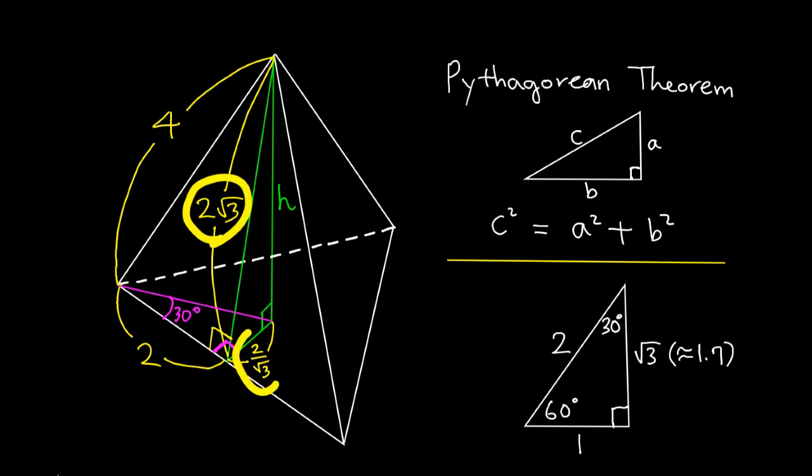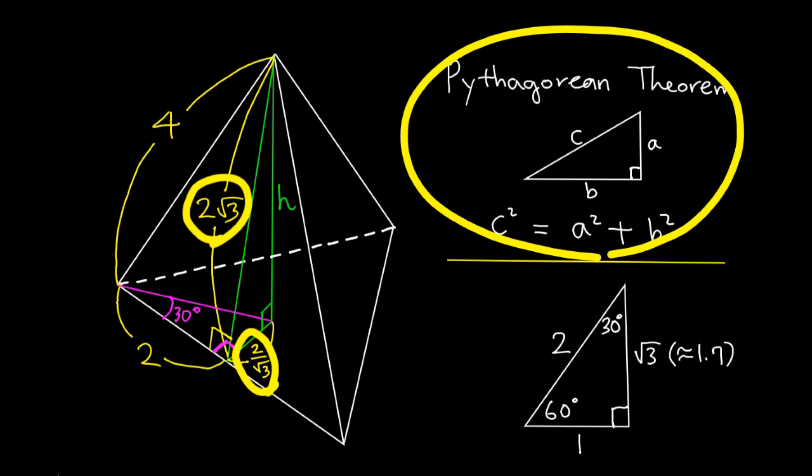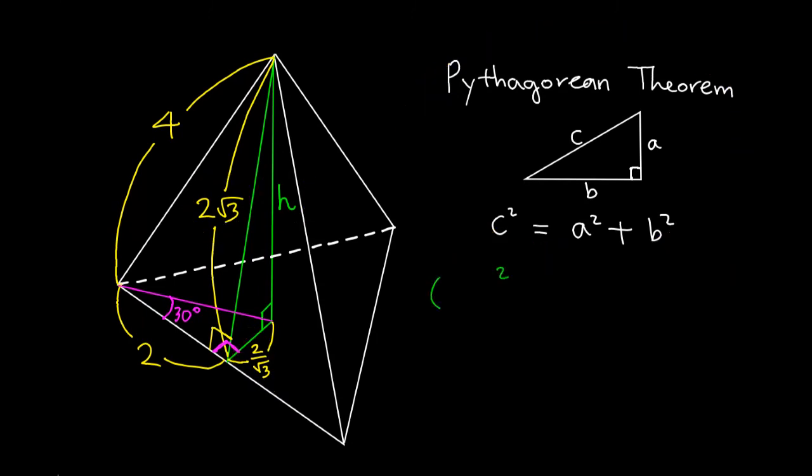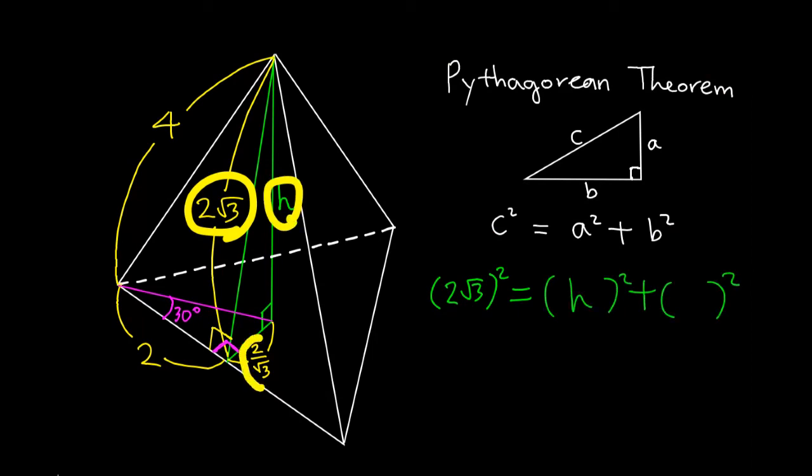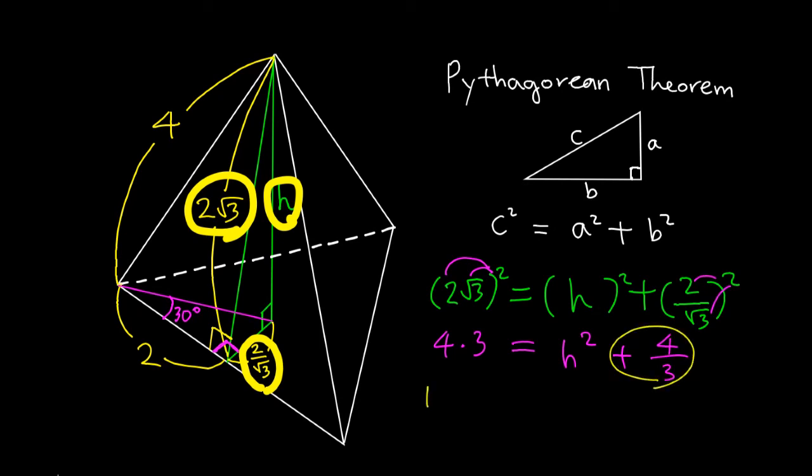Since we know these two sides of the green right triangle, we can use the Pythagorean theorem and find this height. The square of the hypotenuse 2 root 3 will equal the sum of the squares of the legs. So h squared plus (2 over root 3) squared. And since both of these are squared, it will be 4 times 3, equal to h squared plus... Again, both the numerator and denominator are squared, so it will be 4 over 3. If you subtract this from both sides, 12 minus 4 over 3 will equal h squared. And if I rewrite this using common denominator 3, it's 36 over 3. And subtract 4 over 3, that's 32 over 3, which is h squared.